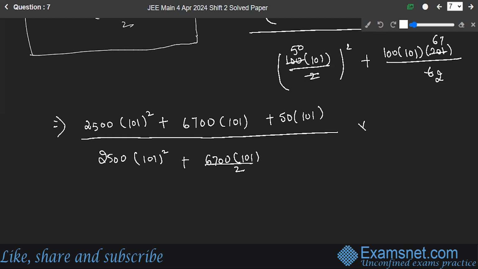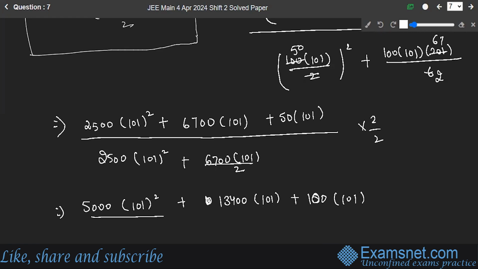Now let's multiply the numerator and denominator by 2. You will have 5000 into 101^2. And this will be 13400 into 101, plus 100 into 101. This whole thing divided by 5000 into 101^2, plus 6700 into 101.